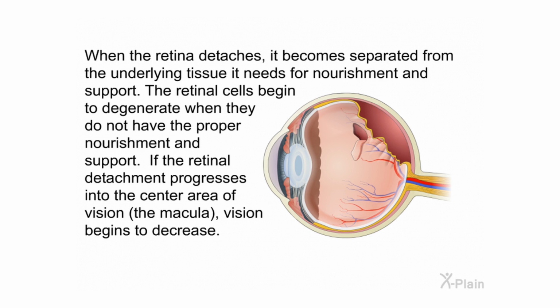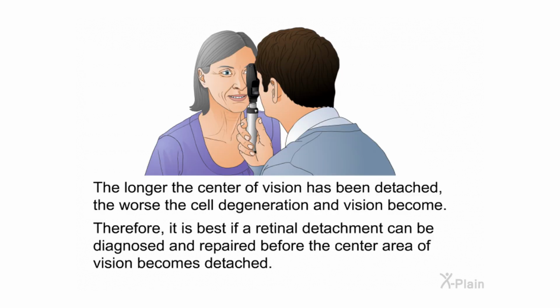When the retina detaches, it becomes separated from the underlying tissue it needs for nourishment and support. The retinal cells begin to degenerate when they do not have the proper nourishment and support. If the retinal detachment progresses into the center area of vision, the macula, vision begins to decrease. The longer the center of vision has been detached, the worse the cell degeneration becomes. Therefore, it is best if a retinal detachment can be diagnosed and repaired before the center area of vision becomes detached.